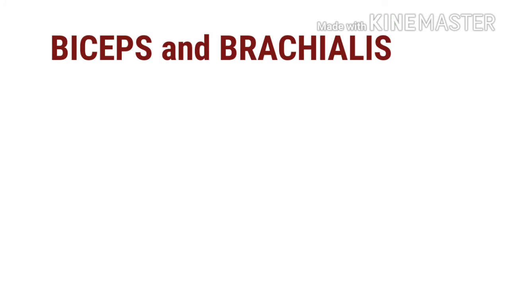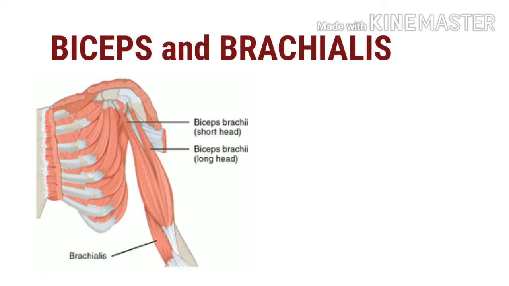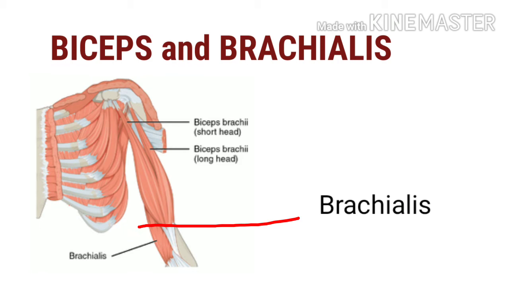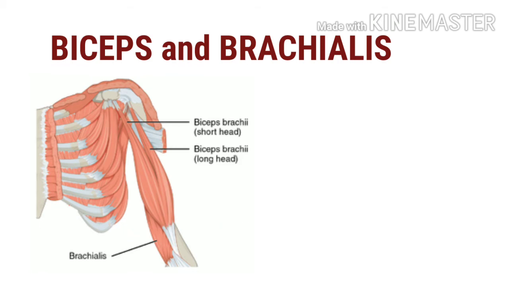Okay, so we will talk about biceps brachii and brachialis muscle. The biceps brachii is a 2-headed muscle, that is, it has a long head and a short head. The long head originates from the supraglenoid tubercle of the scapula, and the short head originates from the coracoid process of the scapula. Brachialis lies deep to the biceps brachii and is found more distally than the other muscles of the arm. It forms the floor of the cubital fossa.